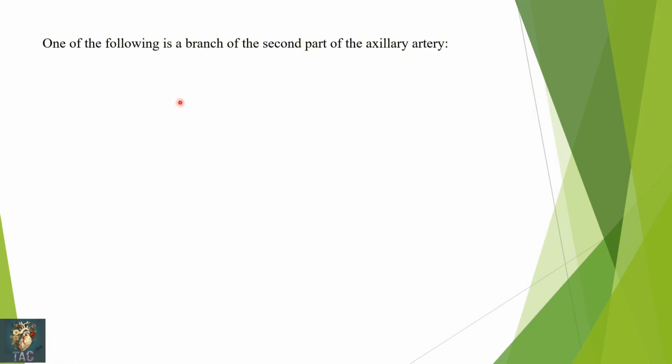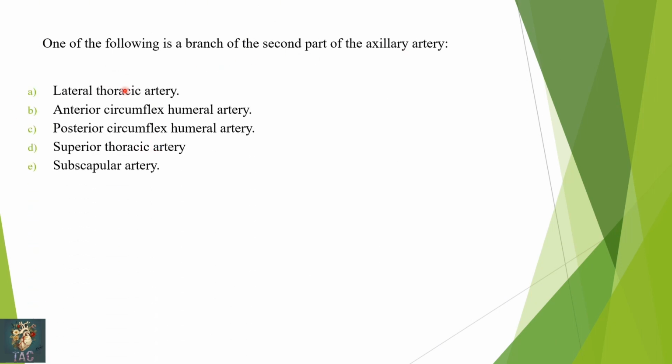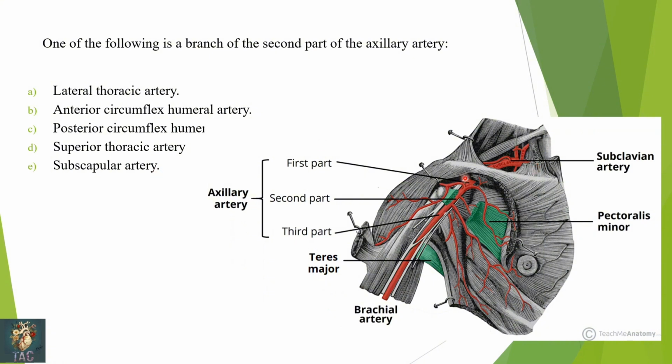Next is, one of the following is the branch of the second part of the axillary artery: lateral thoracic, anterior circumflex, posterior circumflex, superior thoracic and subscapular arteries. So look at this diagram. This is the first part, this is the second part, and this one is the third part, and the lateral thoracic artery is basically a branch of the second part.